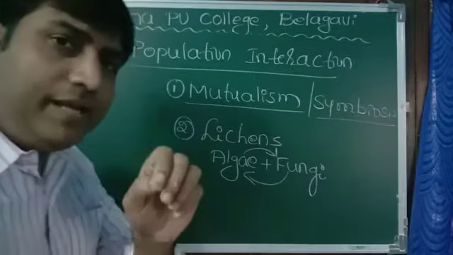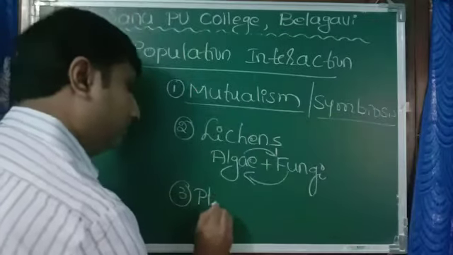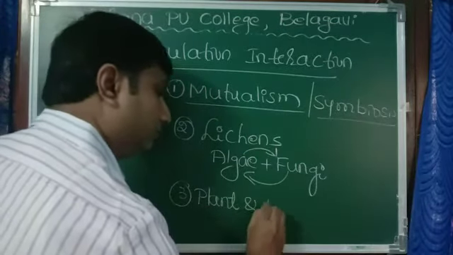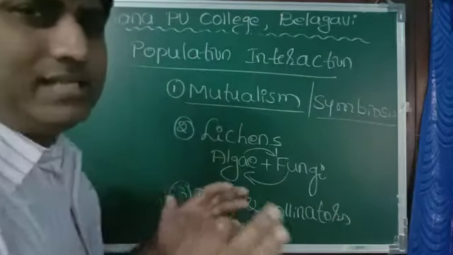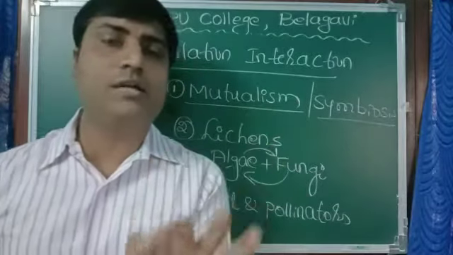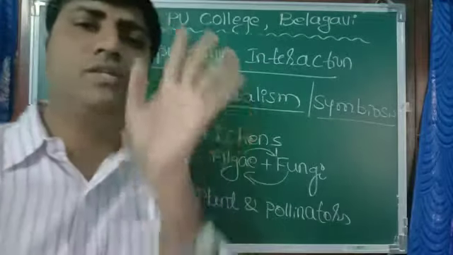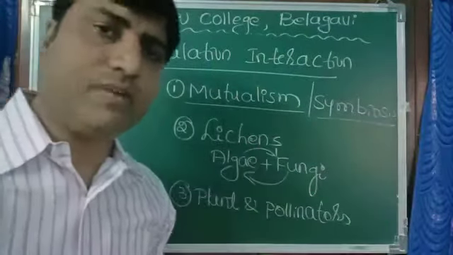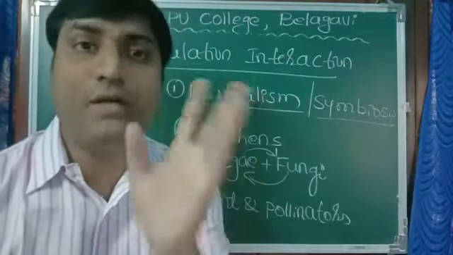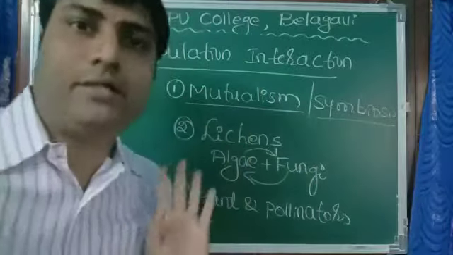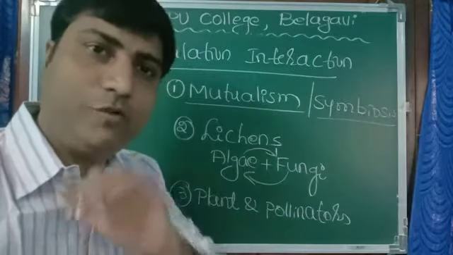One more example, third one: the relationship between plant and the pollinator. You take the example of any pollinator. Pollinators are the organisms which help in pollination. You take the example of honeybee. Honeybee is the best example. Honeybee visits various flowers. Why do they visit? They need the sweet substance present in the flower, nectar. Afterwards they convert it into honey. So whenever they visit a flower, they get nectar. That's the benefit for the honeybee.